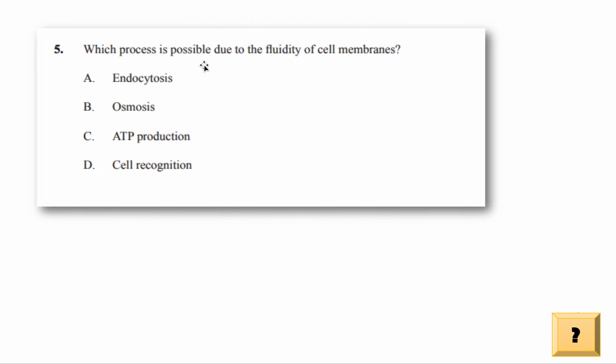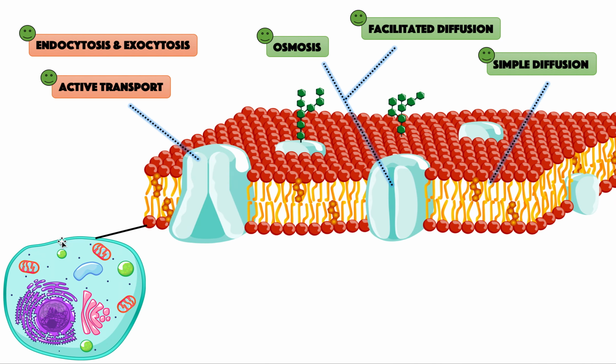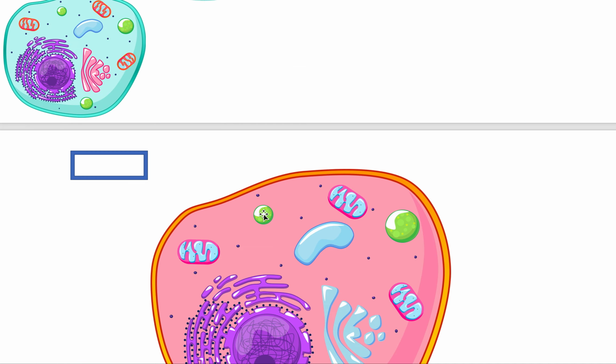Which process is possible due to the fluidity of the cell membrane? So remember, our cell membrane is not like a wall. It's not rigid and tough. It moves, it bends. It's kind of like a jelly-like substance. So what process is possible because of this bending? I'll tell you right now.